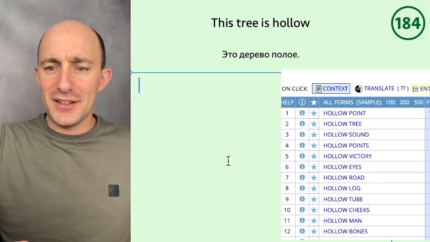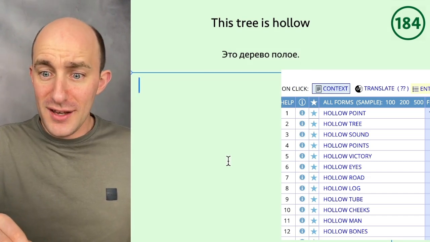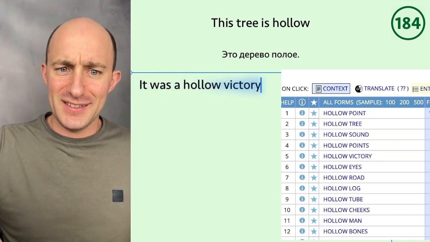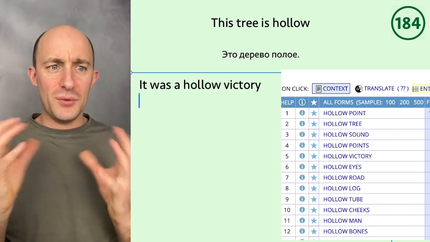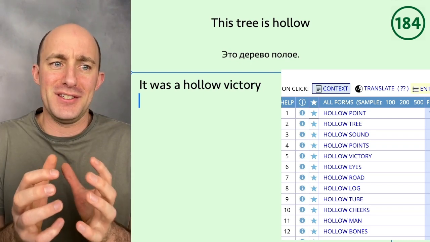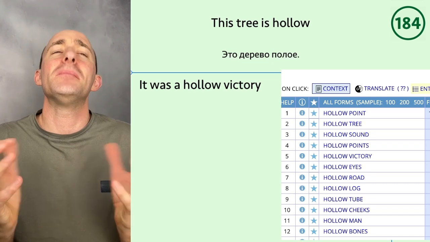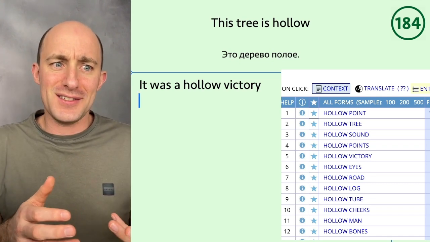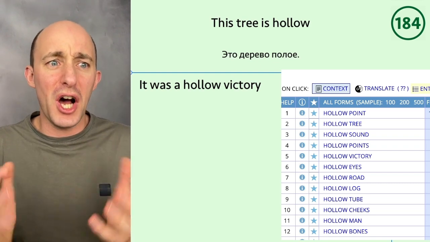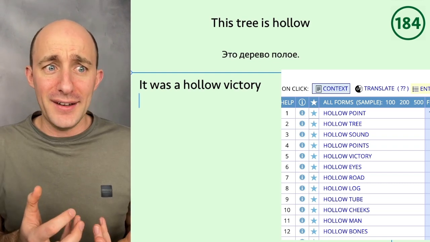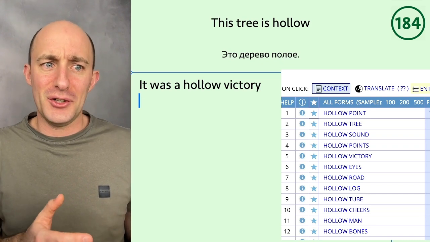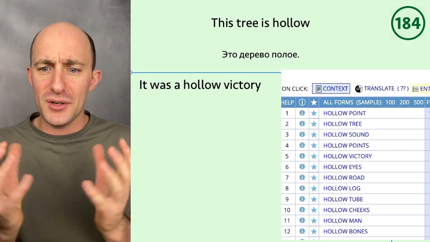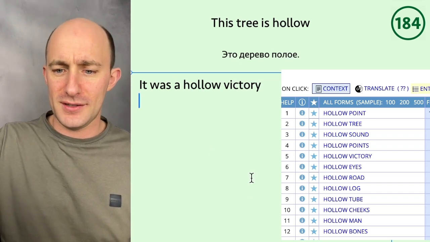So as you can see, you can talk about a hollow tree, but you can also say it was a hollow victory. If the victory was hollow, it has no substance. Like, okay, we won, but I don't know. We won because our opponent was injured, for example. So it was a hollow victory because we didn't really win. They just got injured, or they were ill. They couldn't do their best. So that will be a hollow victory. It's like a victory without substance.